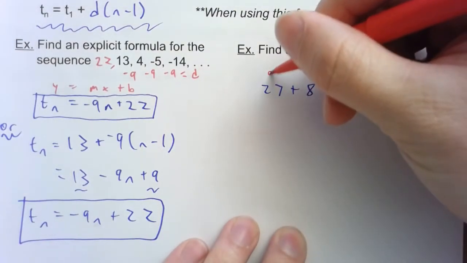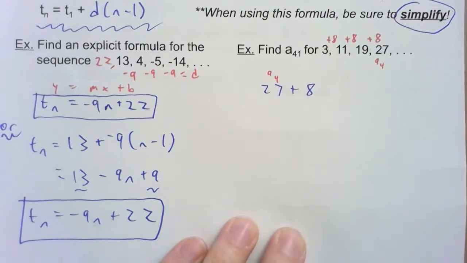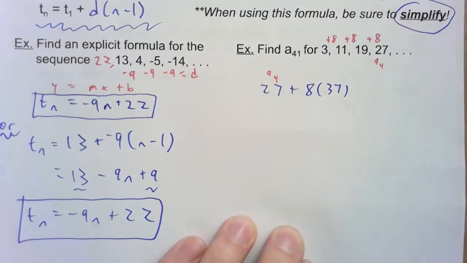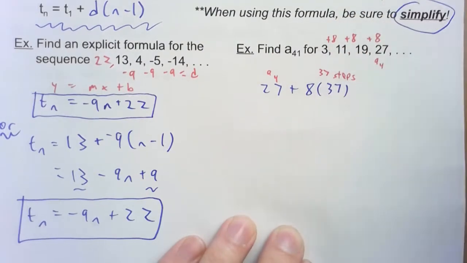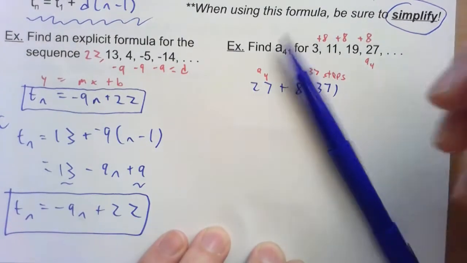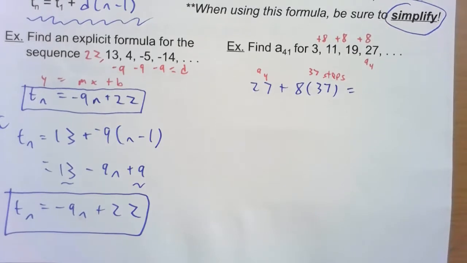So we've got the fourth term right here. Well, how many steps is it from the fourth term to the 41st term? That's 37 steps. So there'd be 37 eights. We've got 37 steps that we need to get to the 41st term. All right. And you could use your calculator if you needed to for that.